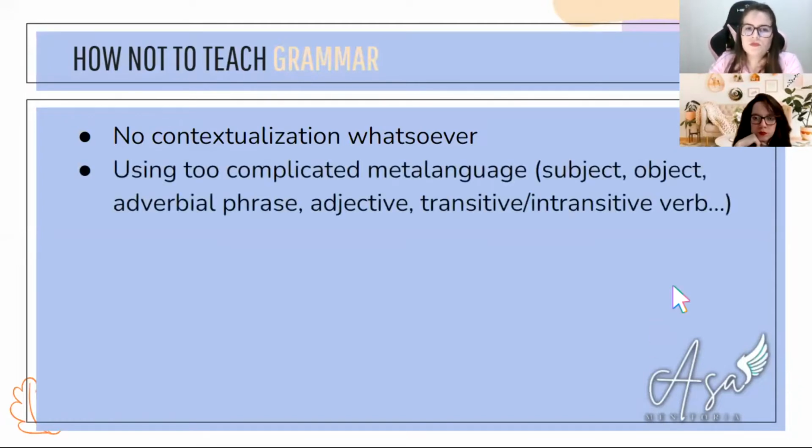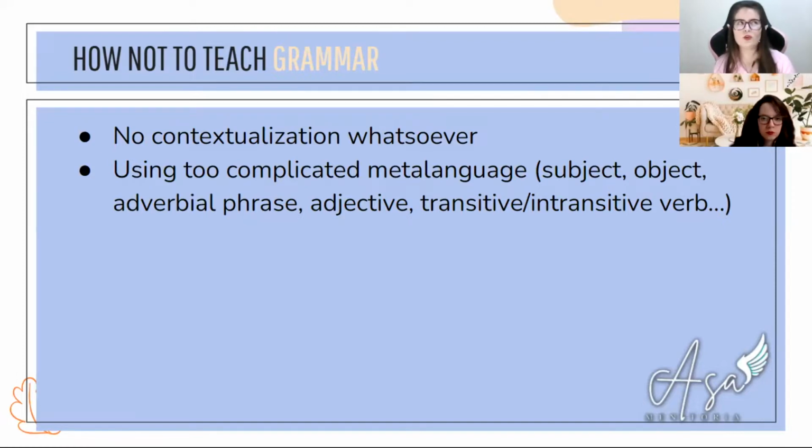All right, so the next thing for you not to do when teaching grammar is using too complicated meta language. Meta language are words like subject, object, adverbial phrase, adjective, transitive verb, intransitive verb. And you might think something like, oh, it's too easy. Who can't understand it? When I look at a sentence or when I say a sentence, I think about it. Well, we are teachers and we tend to like this kind of information. It's important to us. It makes sense to us. But most students, they don't like it.